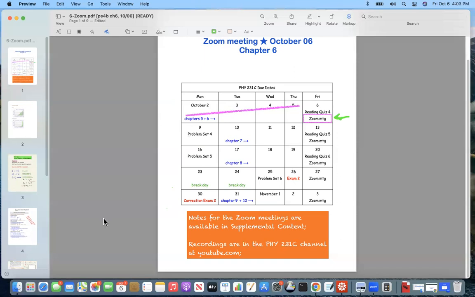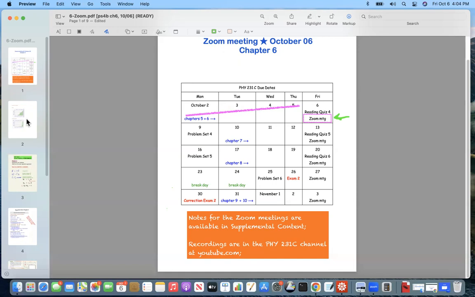By the way, in case you ever miss a Zoom meeting, or if you are watching the recordings, these notes that I'm using are published in the supplemental content. So if there's some equation that I talk about and you wrote it down wrong, or you're not sure what you were supposed to write down, you can always look up the notes in the supplemental content. And always the Zoom meetings are recorded and put on the YouTube channel.